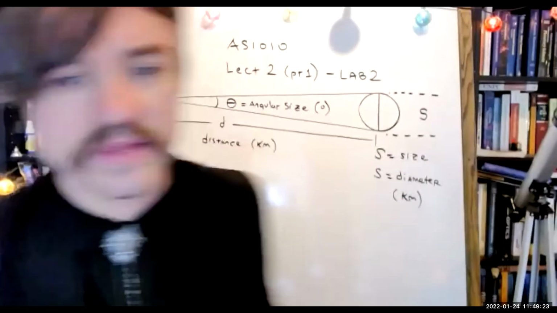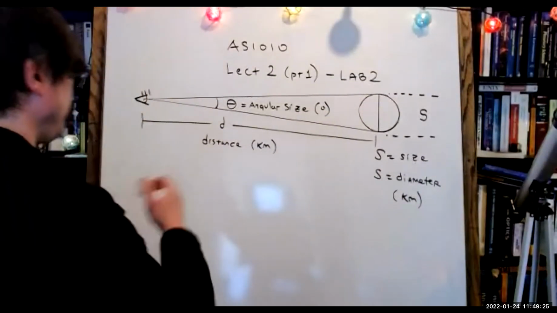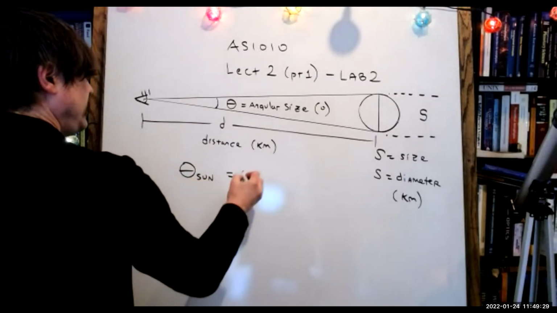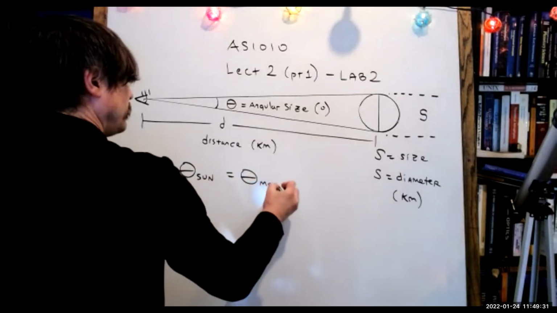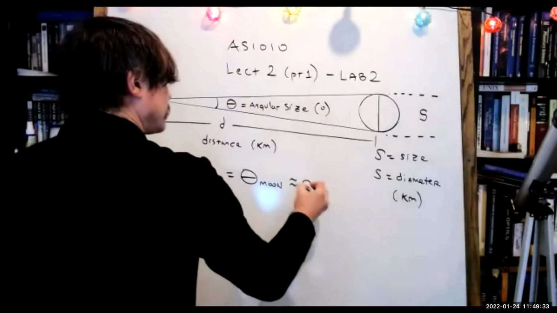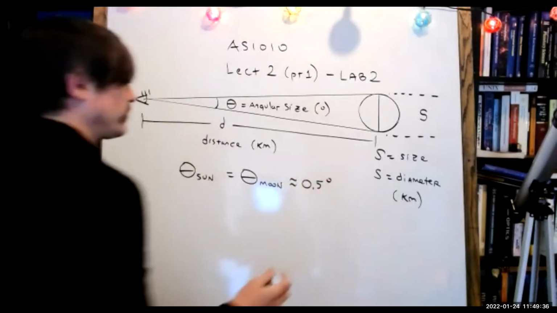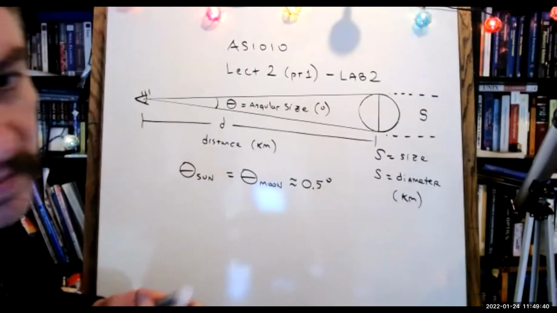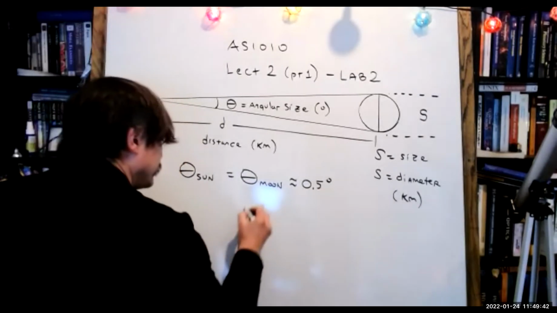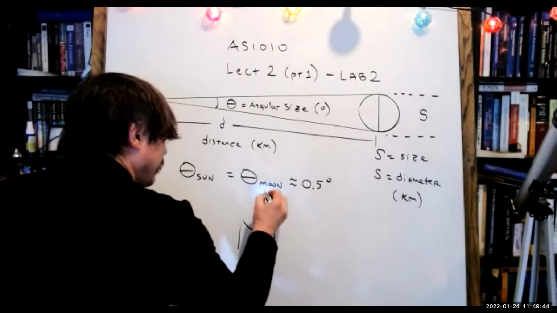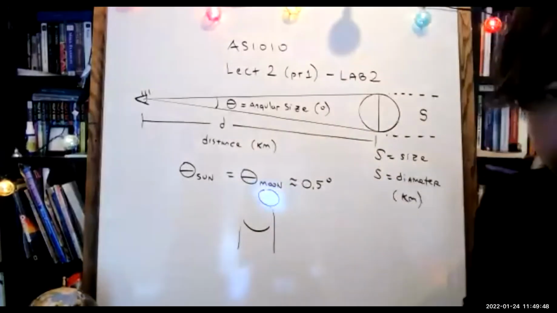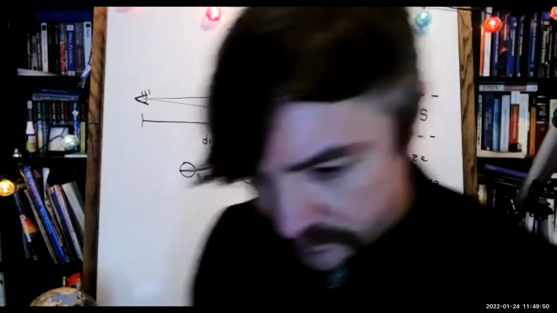It is a curious coincidence that the angular size of the sun and the angular size of the moon are both approximately half a degree on your sky. And that means they subtend half the width of your outstretched finger. So if you hold up your outstretched finger to the moon sometime, you should see it be about half the width of your index finger.